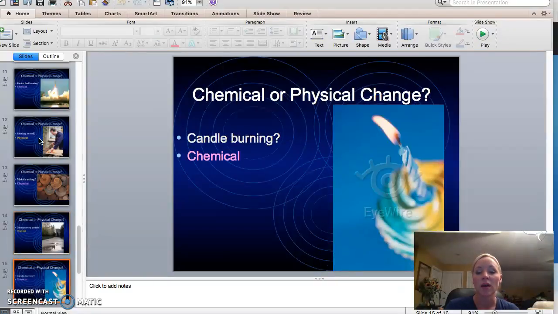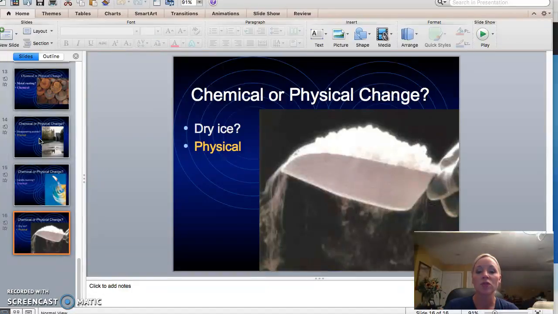Candle burning, anytime again you're involving heat, giving off light, this is dealing with a chemical change. And dry ice. That might be a little tricky one. It's just a different form of ice. It's still ice. It's just in a different form. Nothing has been created or destroyed here. So you're dealing with a physical change. That's just a few examples.